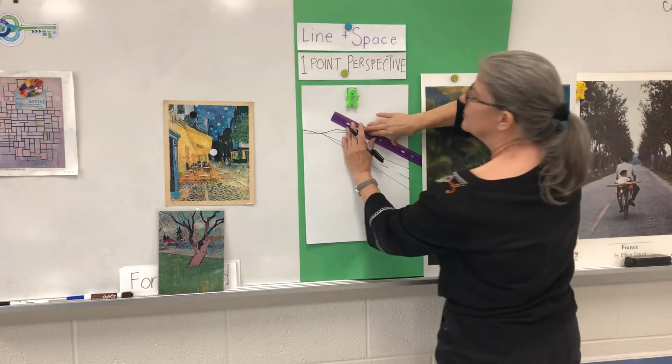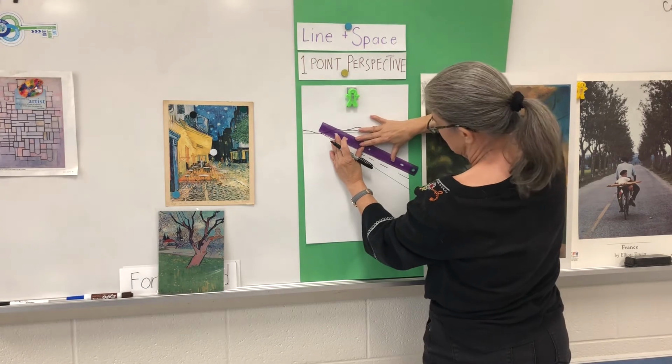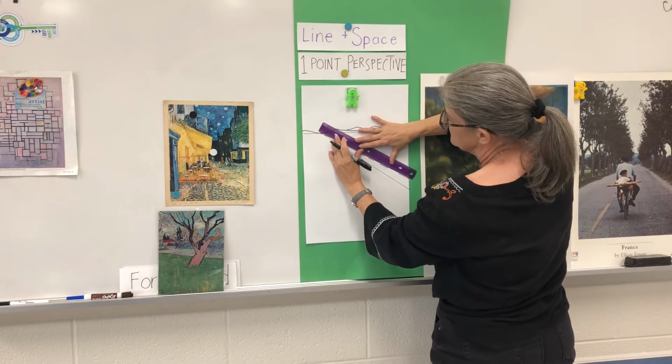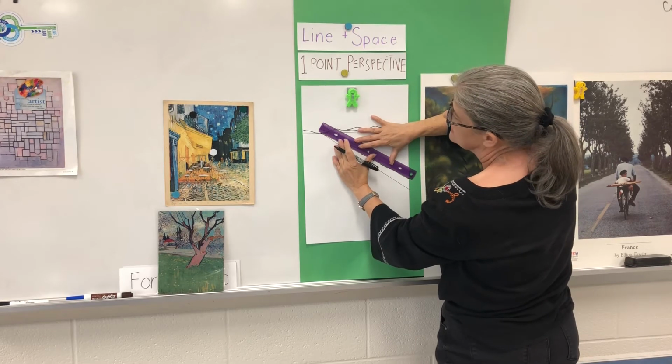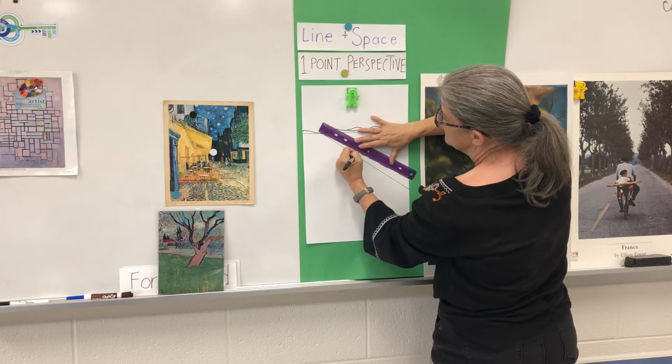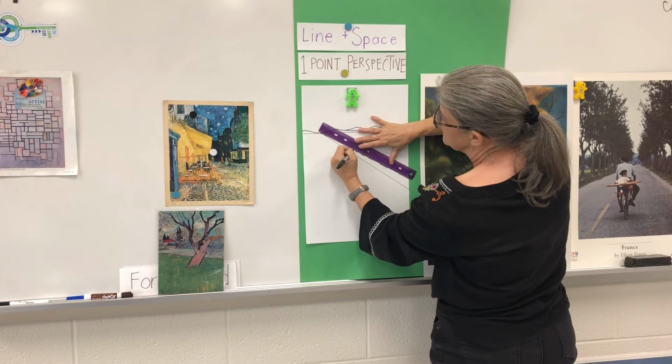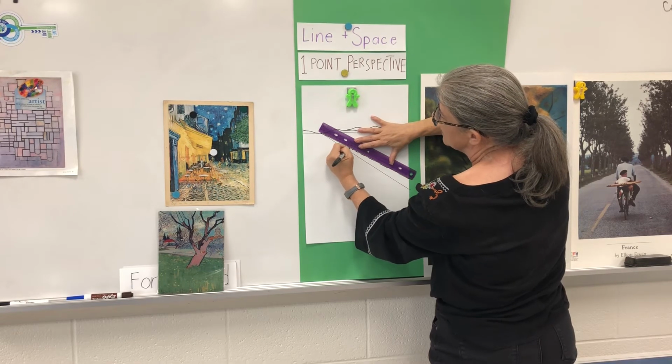I'm going to put my ruler back in place, line it up with these lines. I've spread my fingers apart and my thumb so I can hold my ruler very still, and I'm going to finish. I'm going to skip a smaller space and make a shorter line, a smaller space.